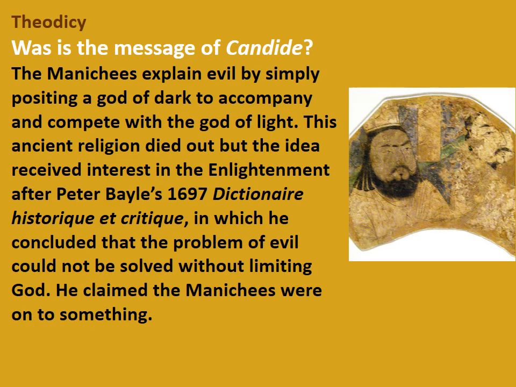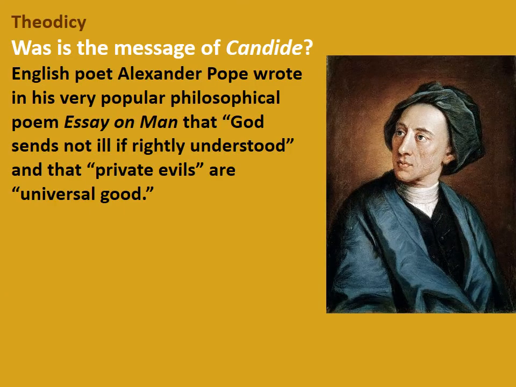The Manichees, they were a Christian group at the time of Augustine. They explain evil simply by positing a god of dark to accompany and compete with the god of light. So if there's evil in the world and good, that must mean there's two gods. This ancient religion died out, but the idea received interest in the Enlightenment after Peter Bayle's 1697 Dictionnaire historique et critique, in which he concluded that the problem of evil could not be solved without limiting God. He claimed the Manichees were on to something. So as you'll notice, ideas come back. They might seem to die out, but they always come back.